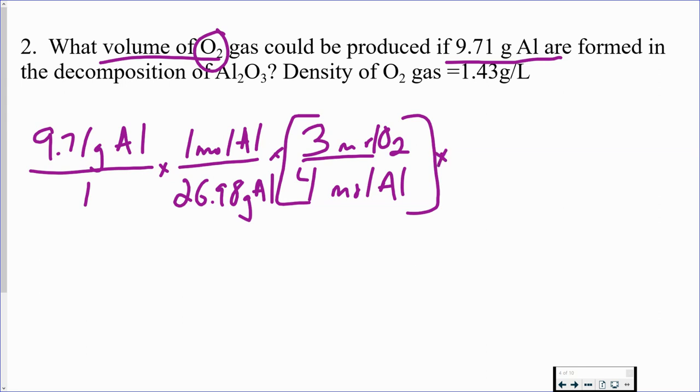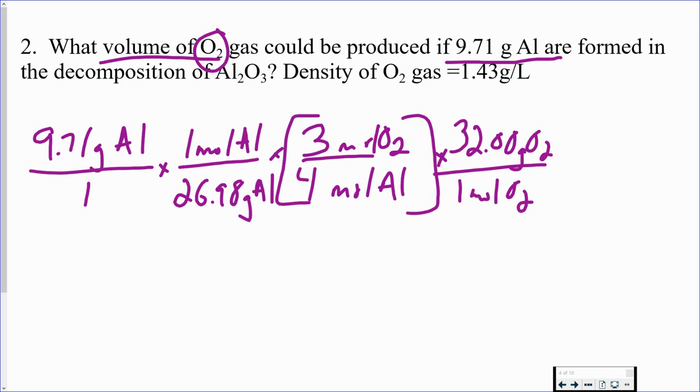And then we have moles of O2 now. So in order to get to grams of O2, you're going to multiply it by the molar mass, which is 32.0 grams O2 over 1 mole of O2.